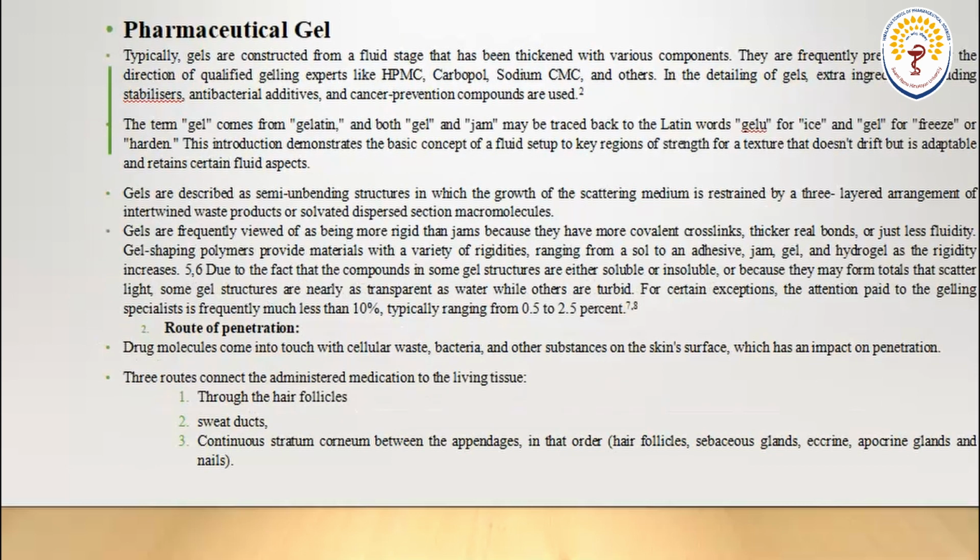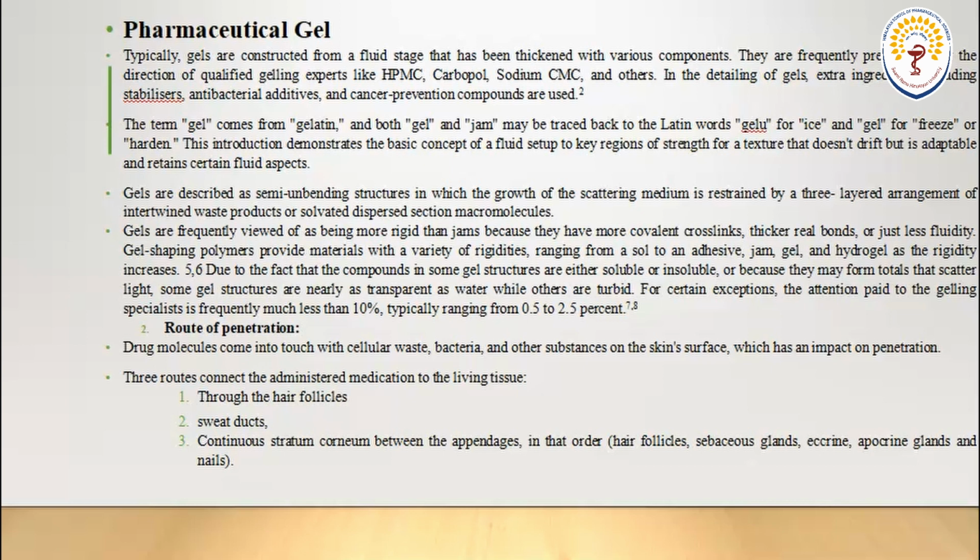Now come to the pharmaceutical gel. Gels are constructed from a fluid phase that has been thickened with various components. They are frequently prepared under the direction of qualified gelling experts like HPMC, Carbopol, Sodium CMC and other polymers.